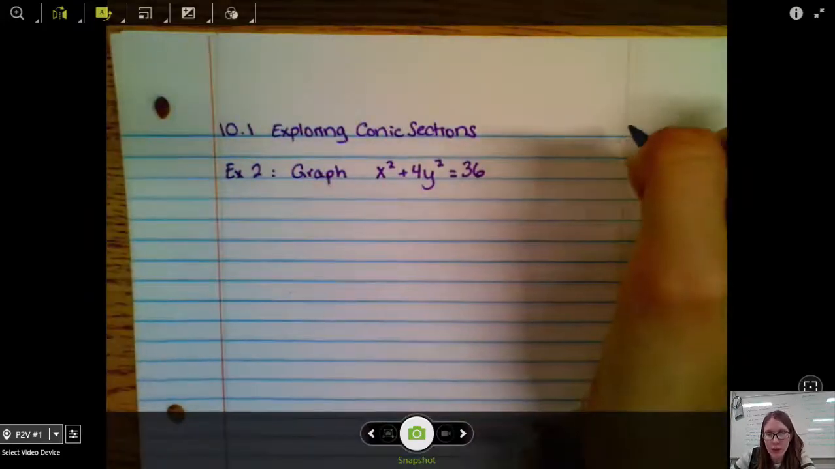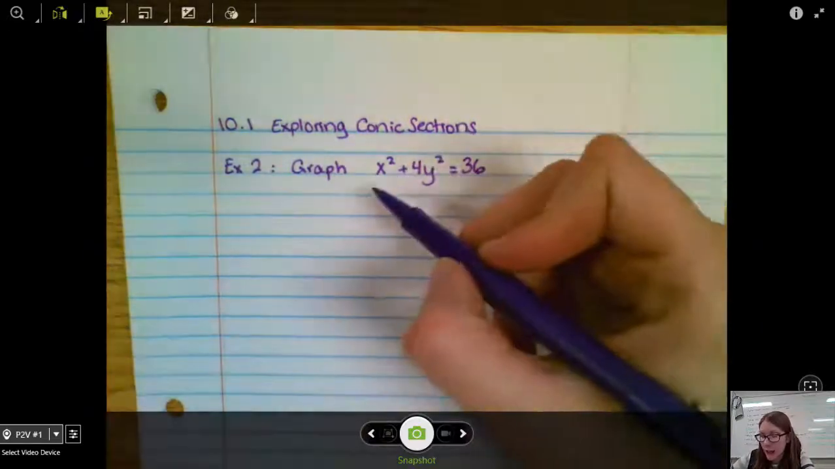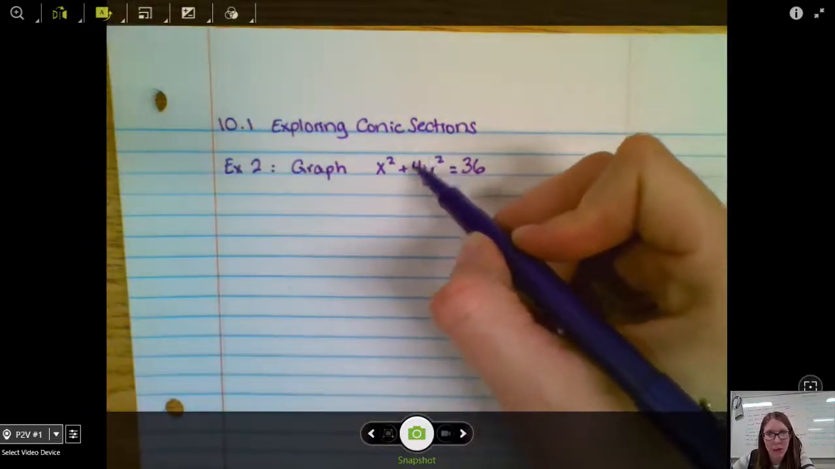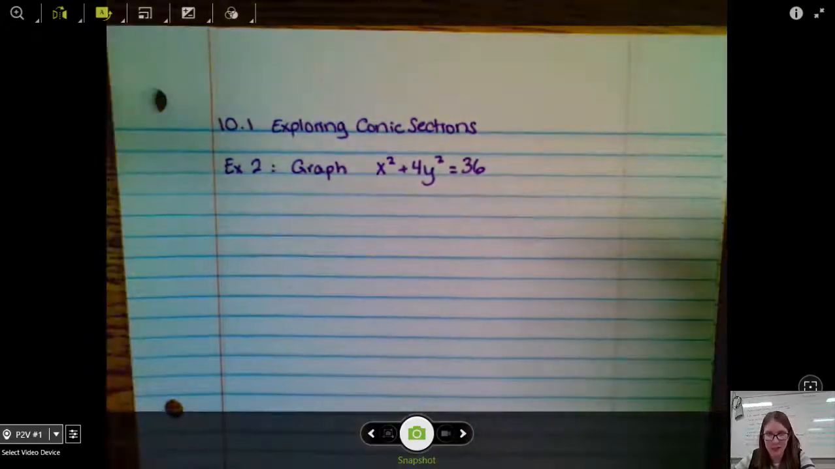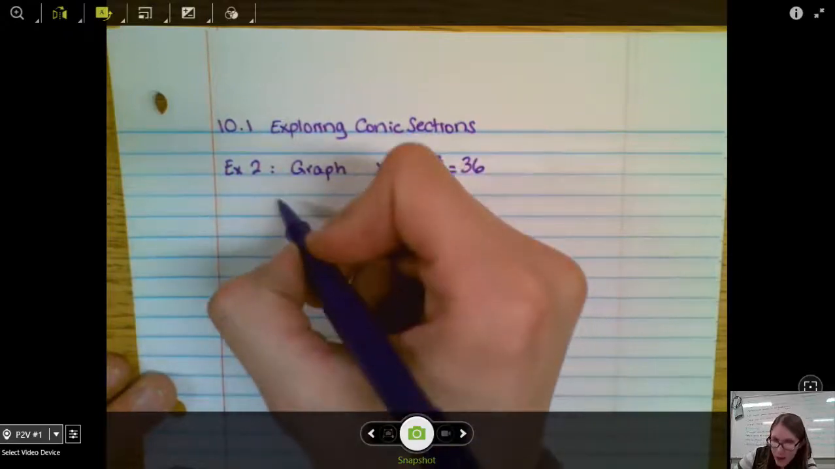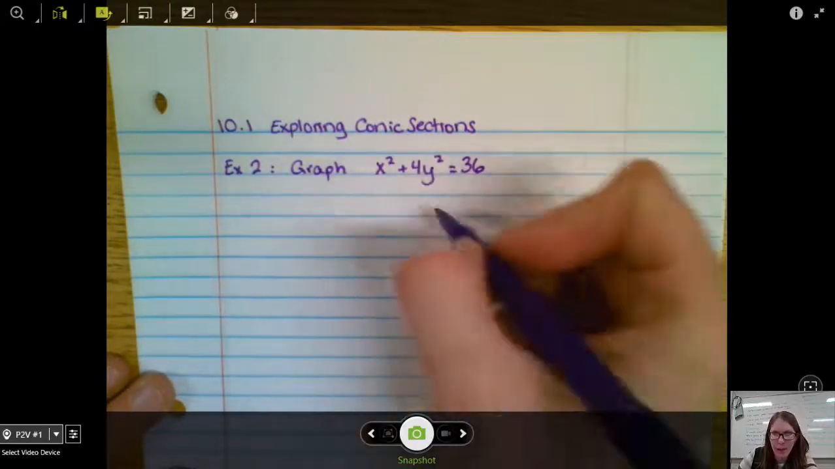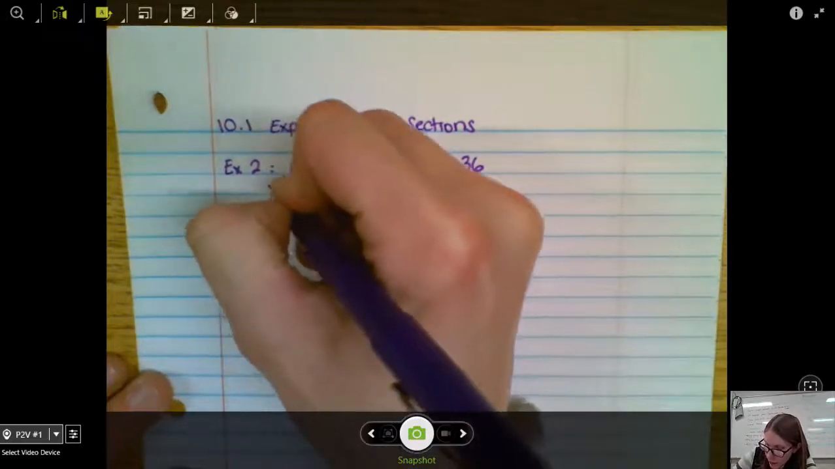And if you look at this equation, this looks a little different from what we did in class. In class, our y didn't have a coefficient. We didn't have this 4 in front. So let's see what happens. Let's see what kind of shape we end up with here. So to graph our conic sections, right now I don't know what this looks like. So let's try to come up with some values that we could use.